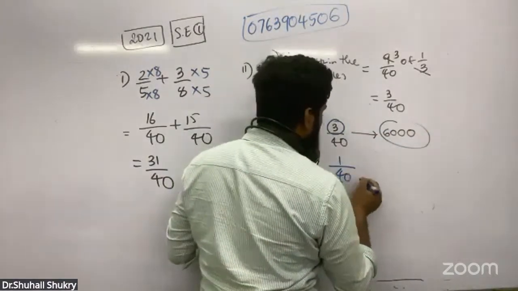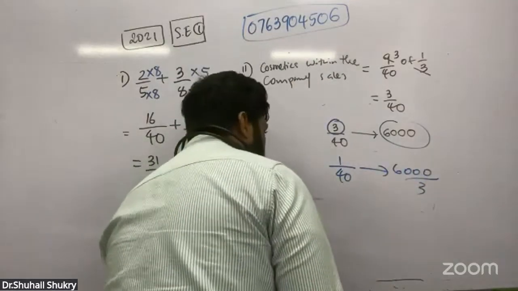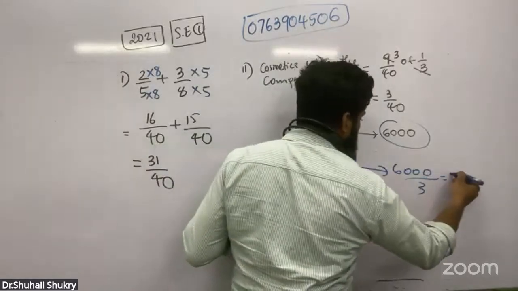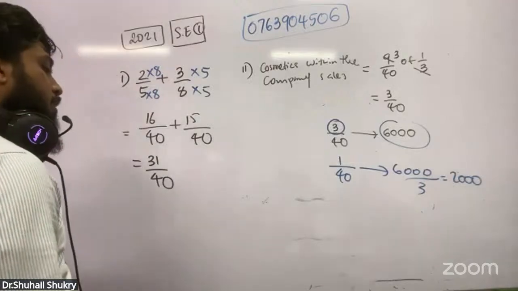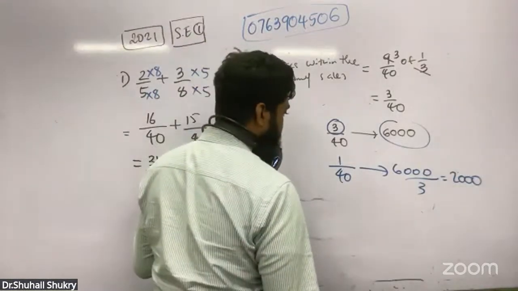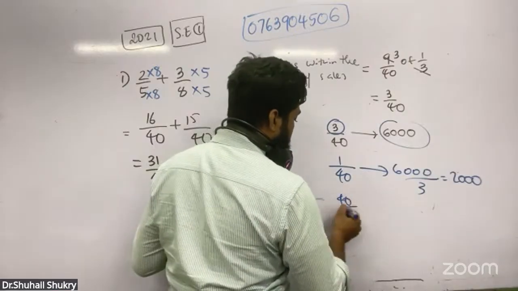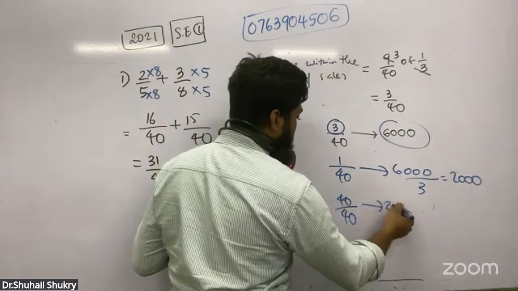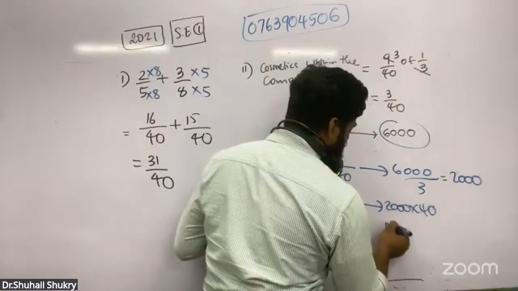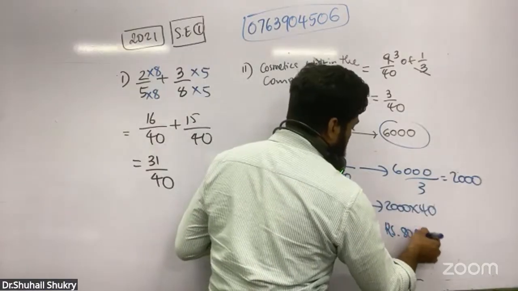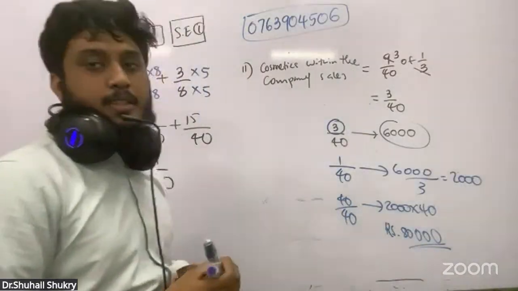1 over 40 is how much? How to check for one part? 6,000 divided by 3. 6,000 divided by 3 means how much, guys? It is 2,000. So this part is 2,000. Totally how many parts are there? 40 parts. 2,000 into 40, how much will I get? Rupees 80,000. So again, 80,000 worth of cosmetics are there.